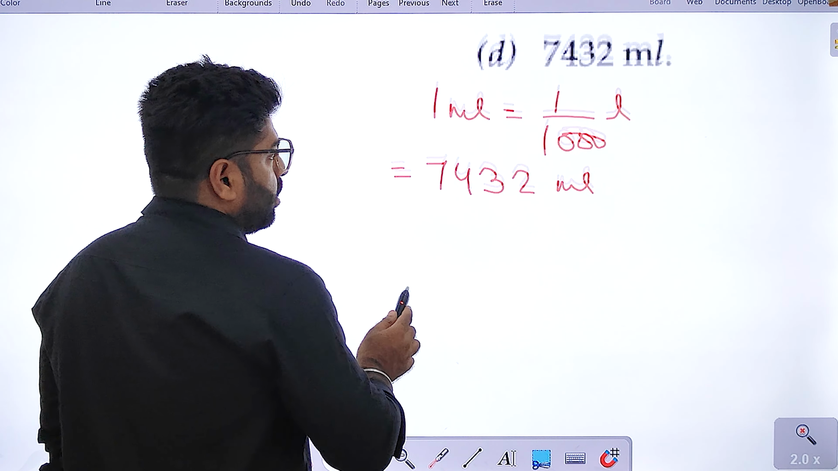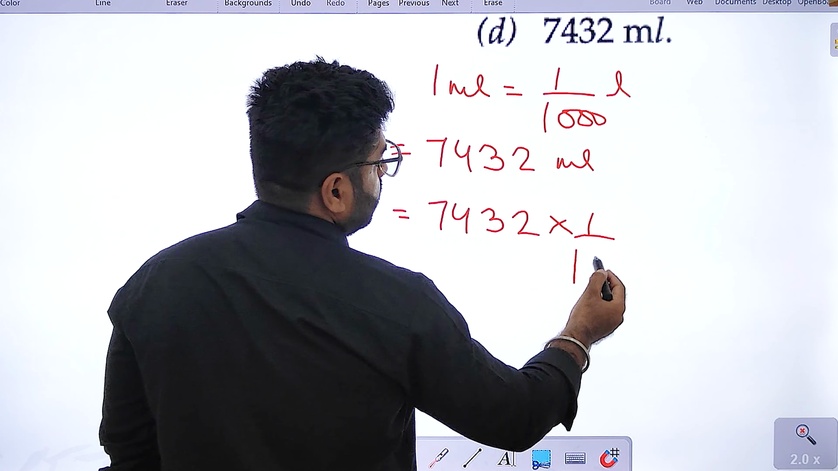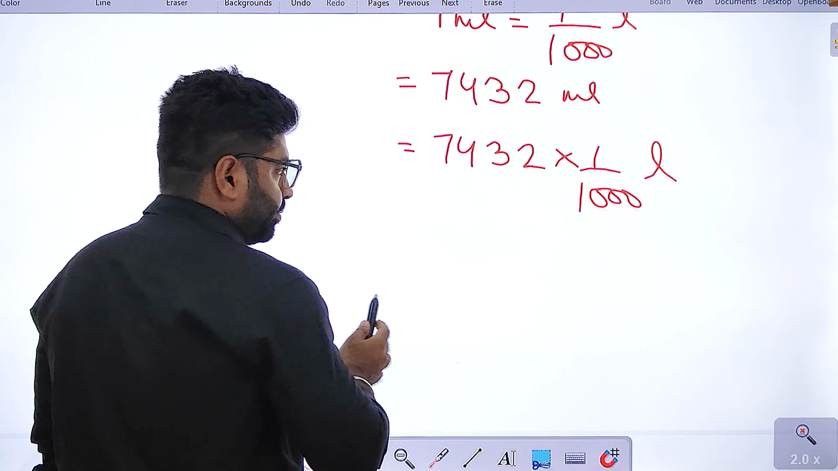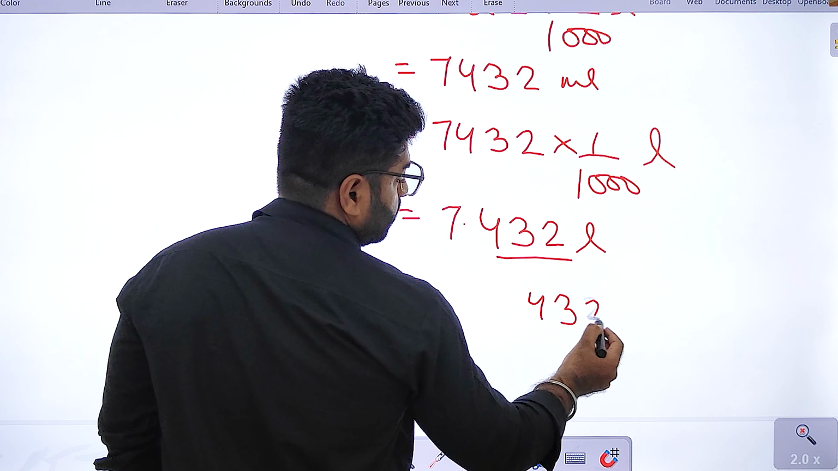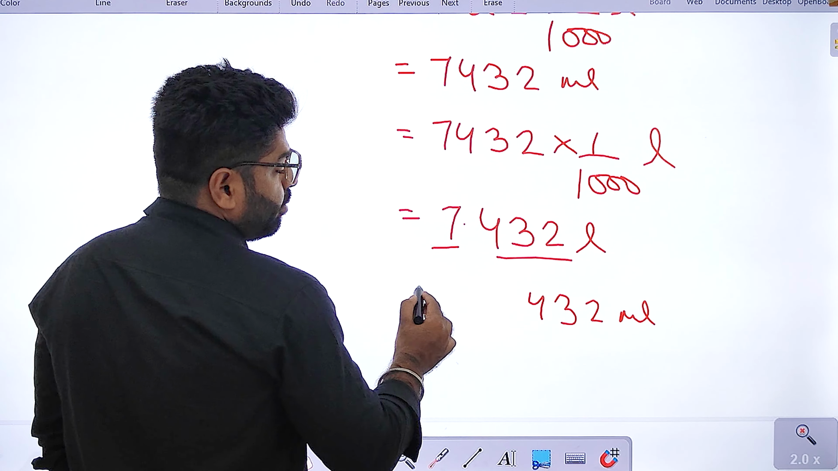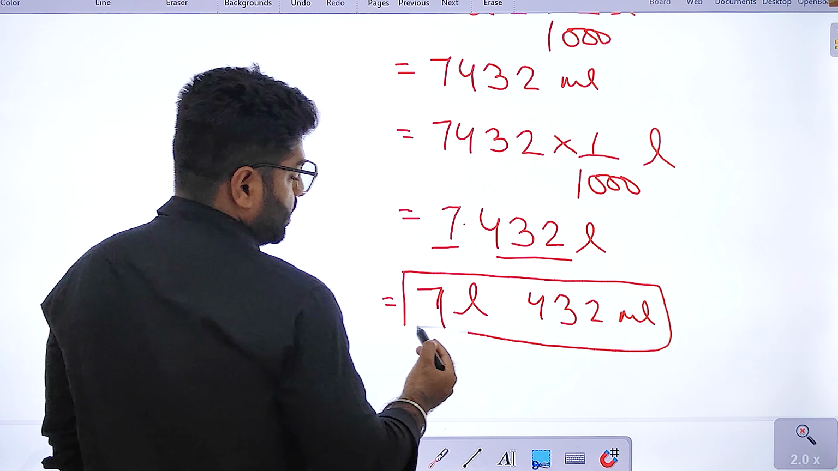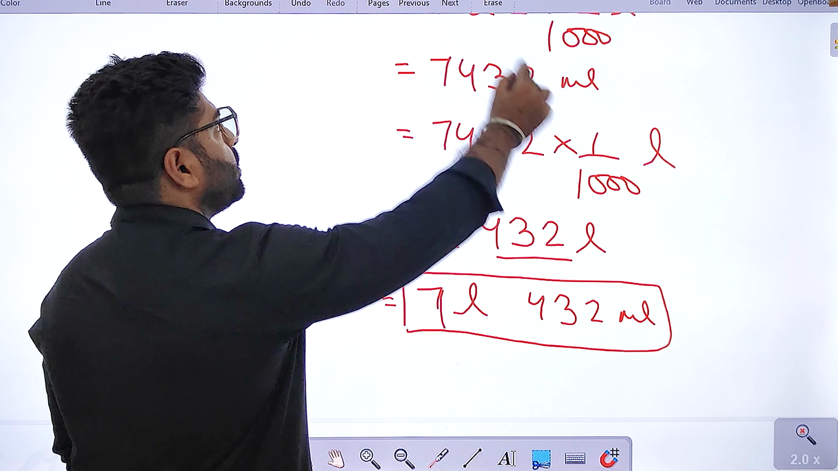So we are going to multiply 7,432 milliliter into 1 by 1000. So this will be converted into liters. Here we are having 3 zeros, so we put a decimal after 3 places from the right hand side, just like this: 7.432 liter. The right hand side part will become milliliter, and the left hand side part is for liter. So we are having 7 liter and 432 milliliter.